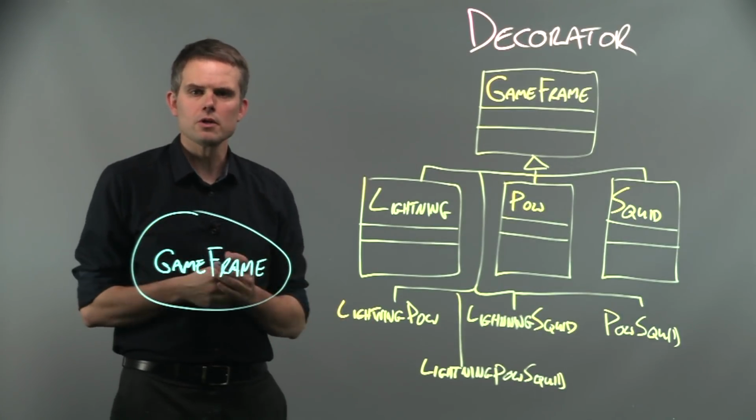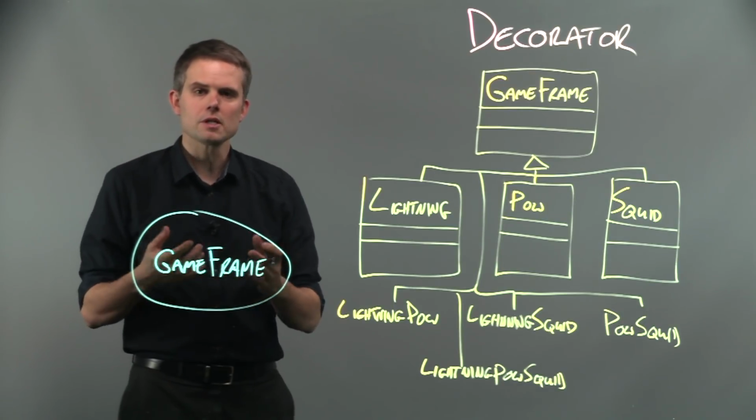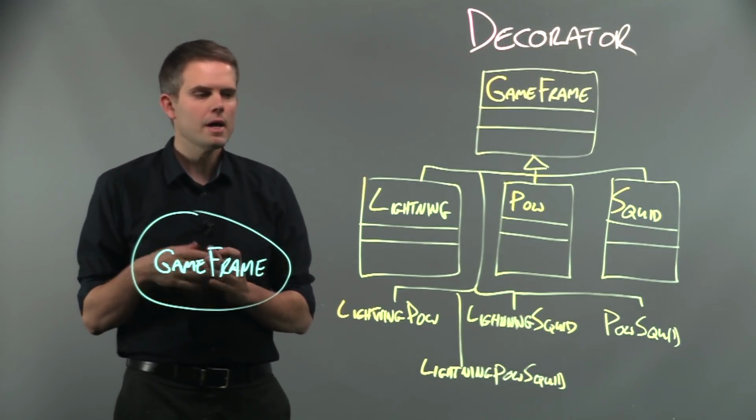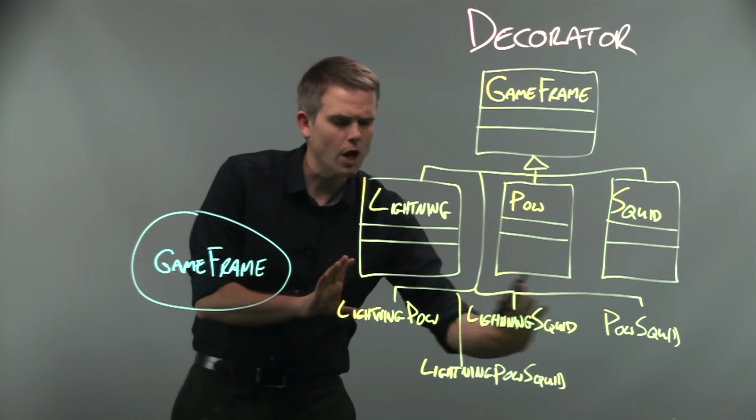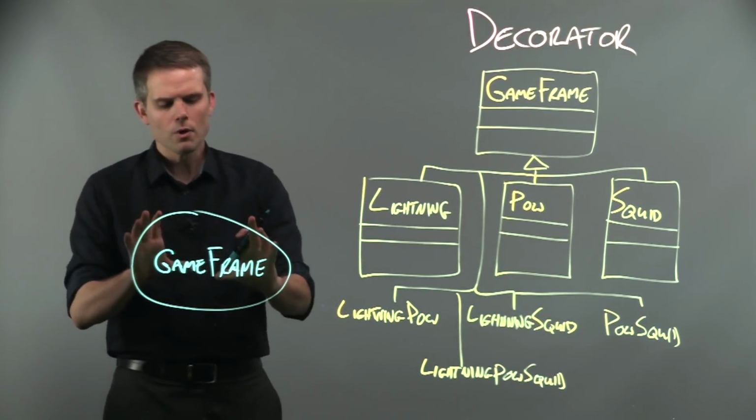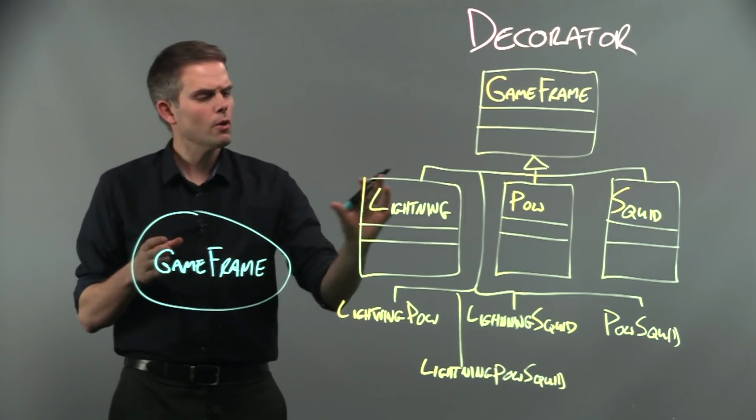What would this look like at runtime? So here we have a game frame object instance, right? Someone's created a game frame. And we want to go and layer one of these behaviors on top of it without having to do this whole combinatorial explosion problem. Right, so on top of a game frame, we're just going to go and wrap it in a lightning.